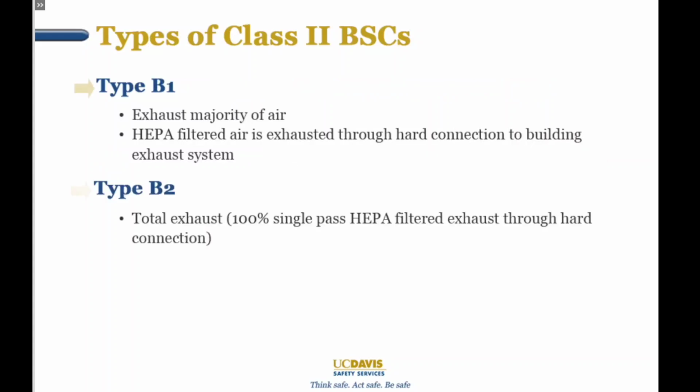The Type B1 and B2 cabinets exhaust either most of or all of the air from the BSC, which means buildup of gases or vapors is not likely to occur. The HEPA-filtered air is pulled out of the BSC through a duct by the building exhaust. The duct is hard or directly connected to the BSC. These types are only used if your research program combines biohazardous materials with moderate amounts of volatile chemicals or toxic compounds.